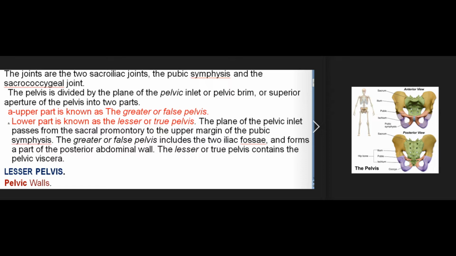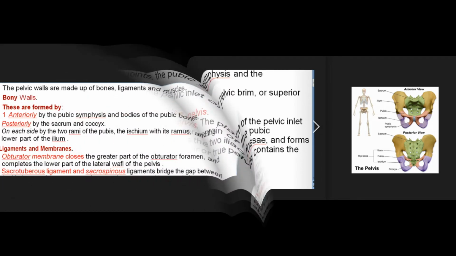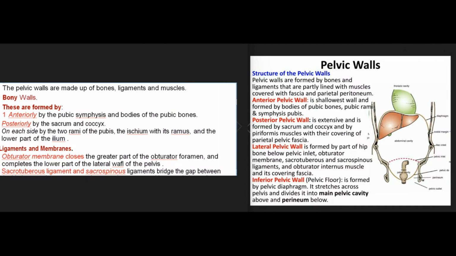Lesser pelvis. Pelvic walls. The pelvic walls are made up of bones, ligaments and muscles. Bony walls. These are formed by, 1, anteriorly by the pubic symphysis and bodies of the pubic bones. 2, posteriorly by the sacrum and coccyx. 3, on each side by the 2 rami of the pubis, the ischium with its ramus, and the lower part of the ilium. Ligaments and membranes.